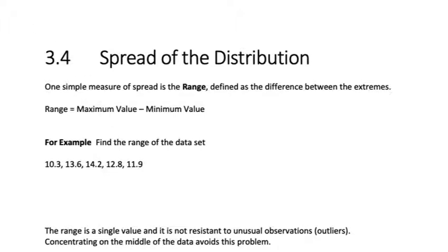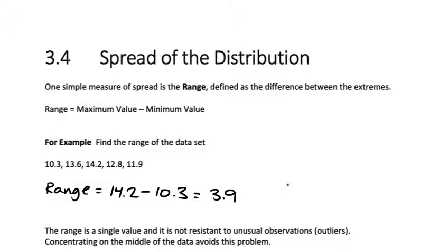So for example, if I want to find the range of this data set, first I need to identify what the largest value is. In this data set, it's 14.2. Then I need to identify what the smallest number in the data set is. In this data set, that's 10.3. And then if I subtract those two numbers, I get the range. So 14.2 minus 10.3 is 3.9.